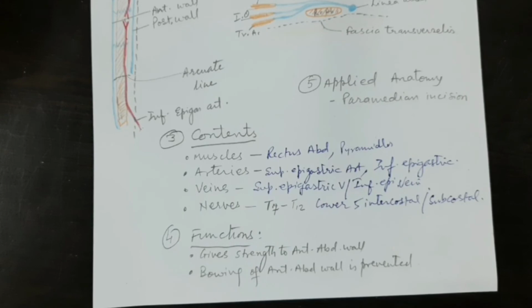Then this sheath gives strength to the anterior abdominal wall. Imagine that rectus abdominis without any sheath would not be as strong as it is with the sheath. When you go to the dissection hall, try to realize this fact: within the sheath the anterior abdominal wall is much stronger in nature.